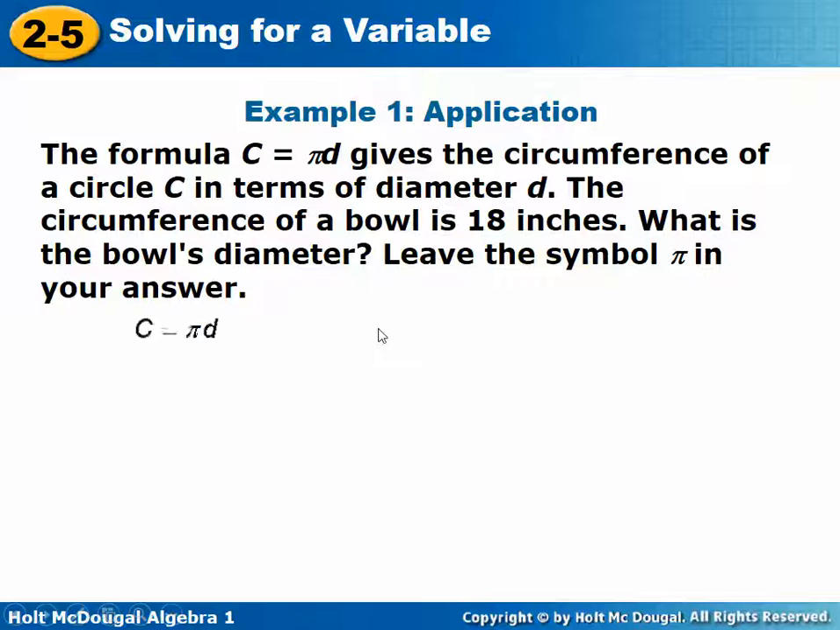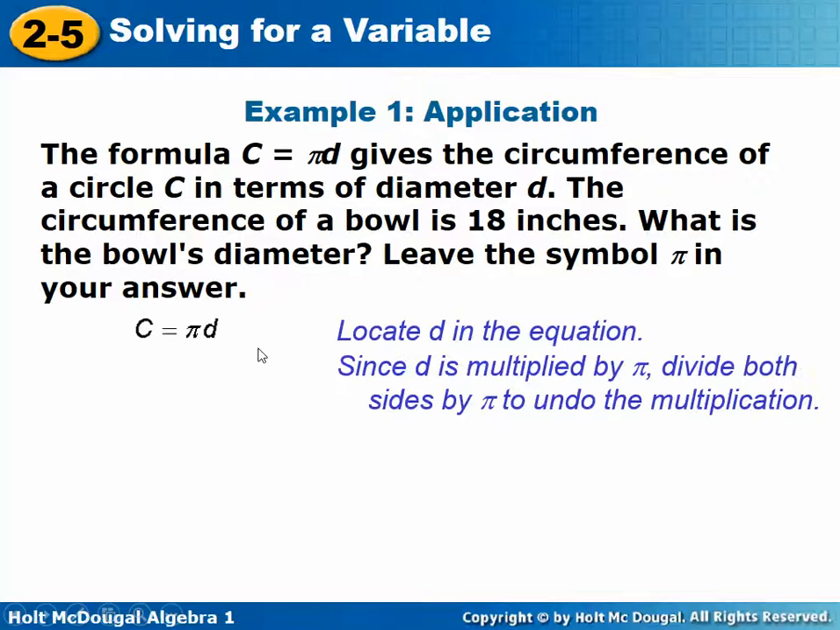So the first step is to write it down and then locate the d. Where is d in this formula? Once I find it, I like to color it a different color or highlight it or make it darker in some way. So there's the d, and it has pi multiplied to it. So we have to find out what is happening to the d right now, what operations are being done. It's being multiplied by pi. So now we have to undo that by dividing both sides by pi.